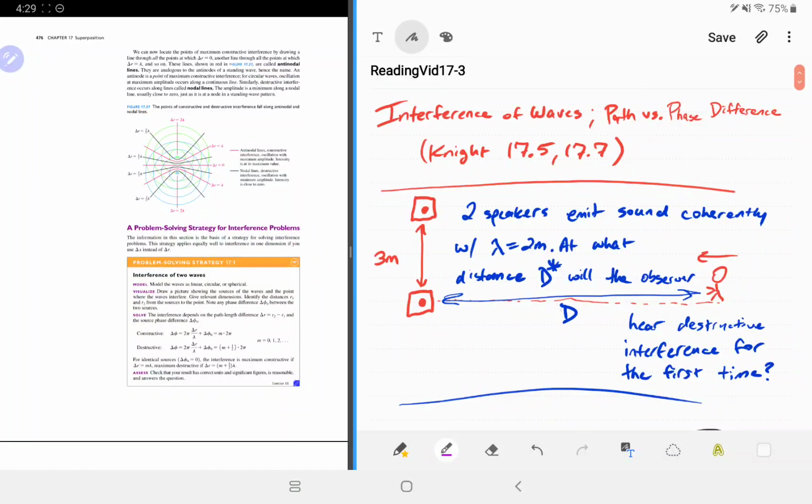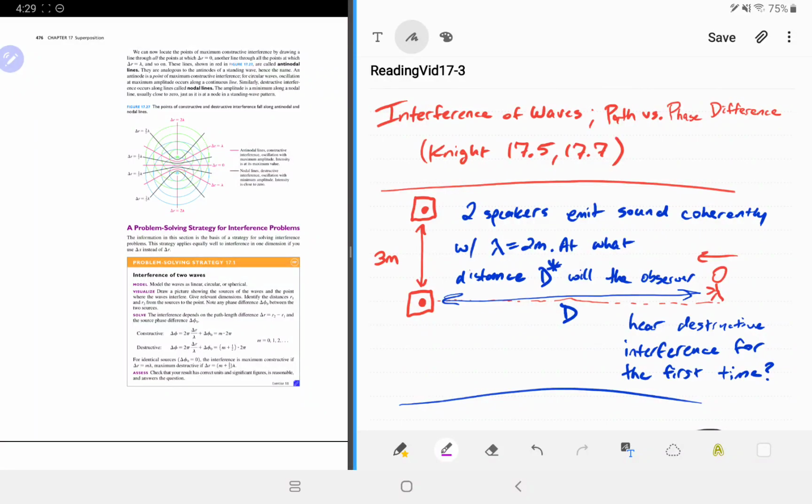that's not a coincidence. Actually, when I designed this problem, I had in mind a 3, 4, 5 triangle. So 3, 4, it looks like the distance to this speaker is 5 meters. So the path length difference here is 1 meter. So 5 meters and 4 meters, the path length difference here is 1 meter, which is exactly half of a wavelength. So that's perfectly destructive interference.